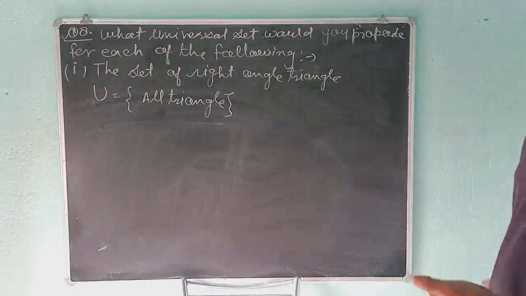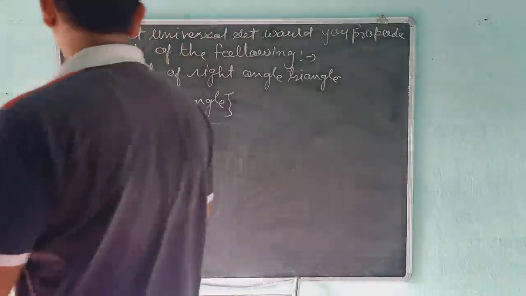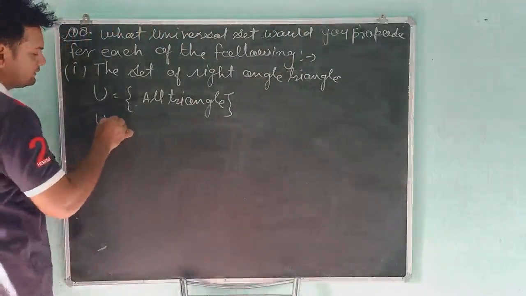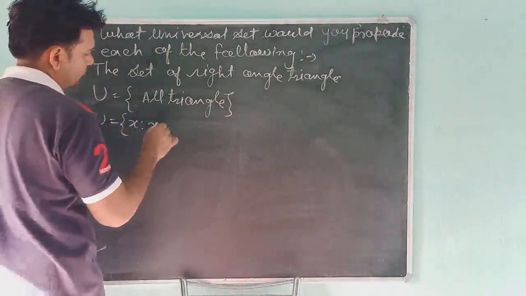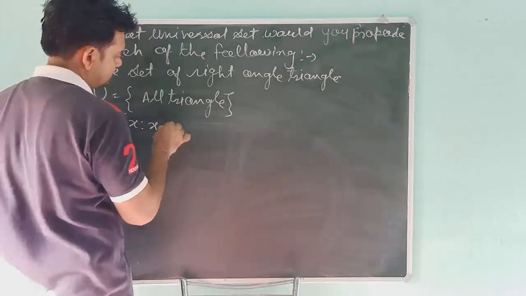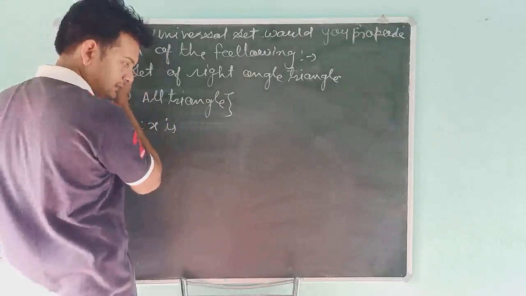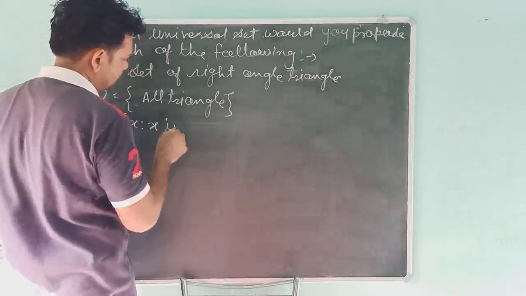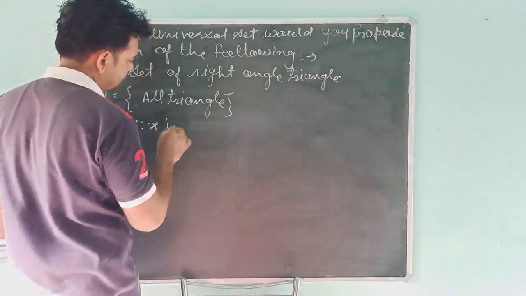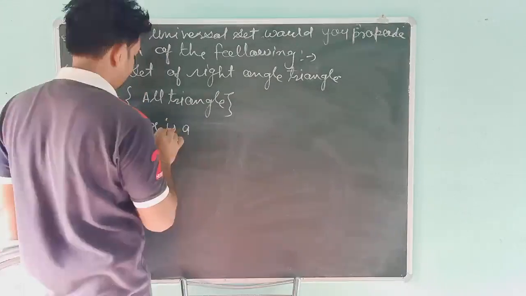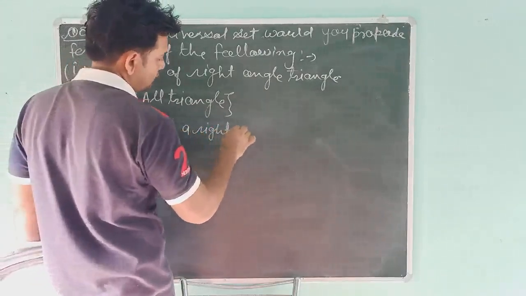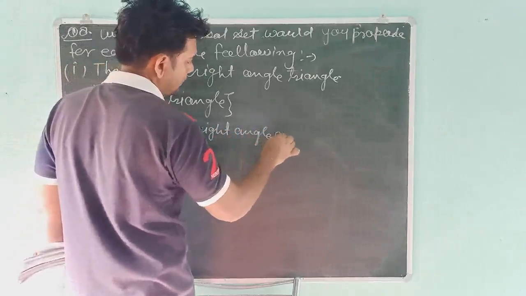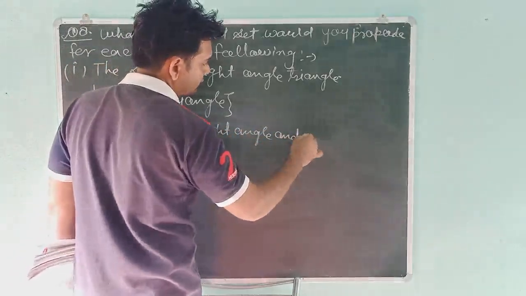So this may be the universal set, and you can make another universal set like this: X, where X is a right angle triangle and equilateral triangle.